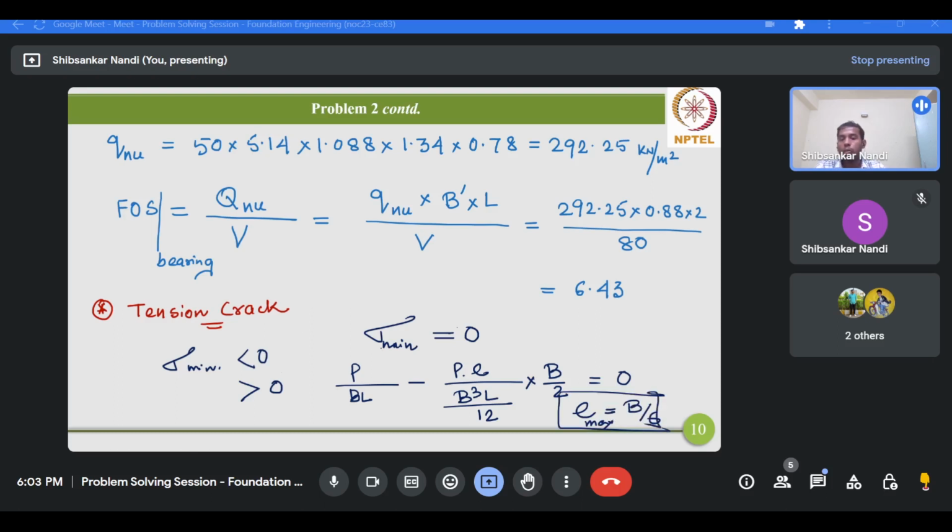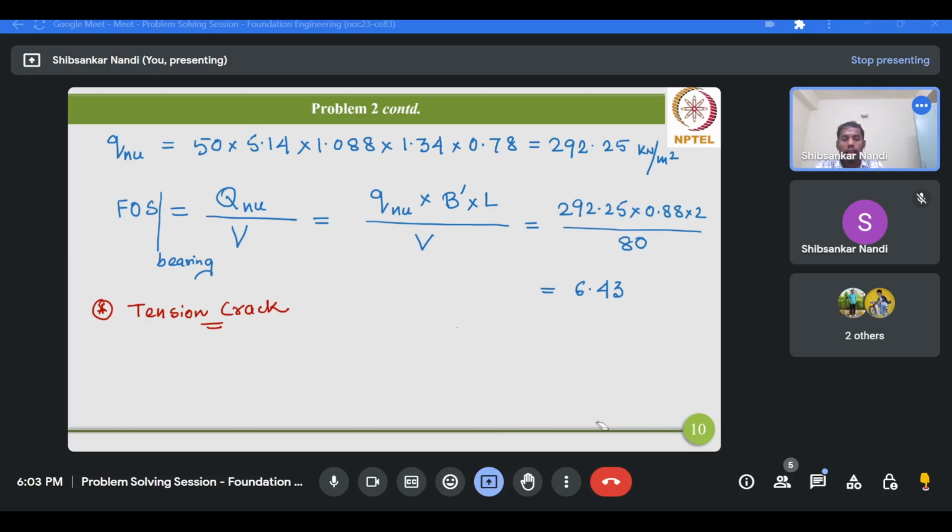Now this is for one way eccentricity. Similarly, you will get the maximum permissible eccentricity along the length direction as L by 6. Now for a rectangular footing, suppose this is the top view or the plan view of the rectangular footing, and this is the CG. You can allow an eccentricity of at most L by 6 along the length direction and B by 6 along the width direction.